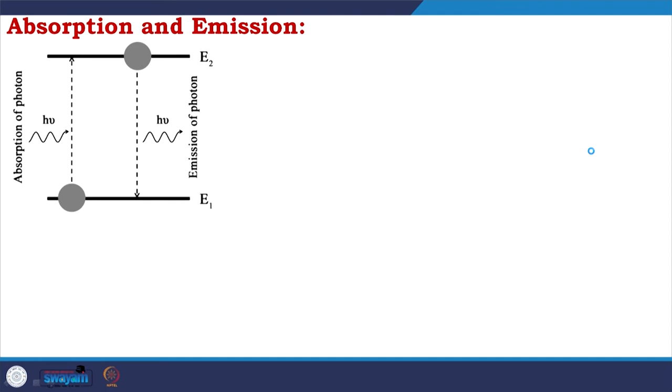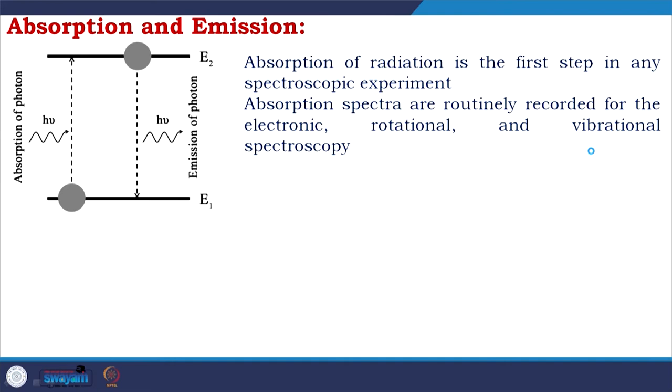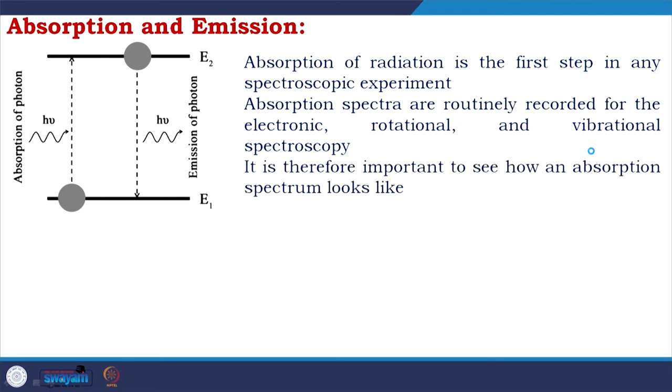Coming to absorption and emission, when a photon comes and interacts, it changes the electronic state of the atom or molecule and then is emitted. So, absorption of radiation is the first step in any spectroscopic experiment. Absorption spectra are routinely recorded for electronic, rotational and vibrational spectroscopy. It is therefore important to see how an absorption spectrum looks.